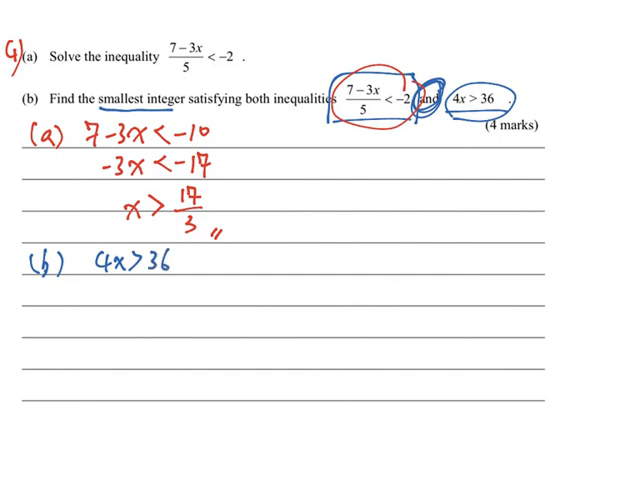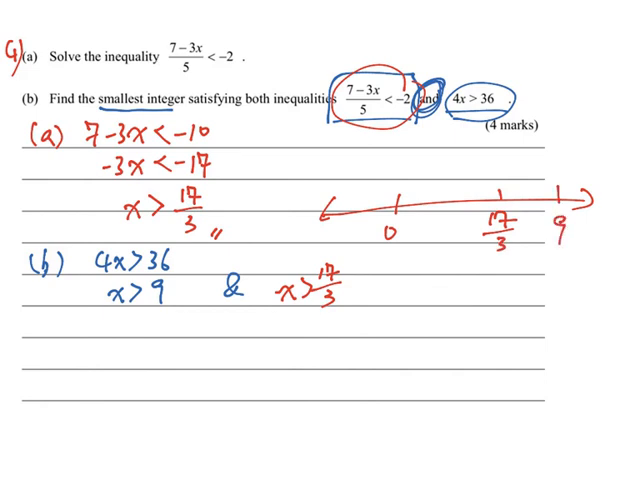4x greater than 36. So divide by 4, it becomes 9. So we will combine with the part A. So you can draw the graph. 0 here, 17 over 3 is around here, and then 9 is here. So 9 is greater, and this one is also greater. For n case, we will consider the overlap part. So that means this part is the overlap part. So when we combine this, x is greater than 9.